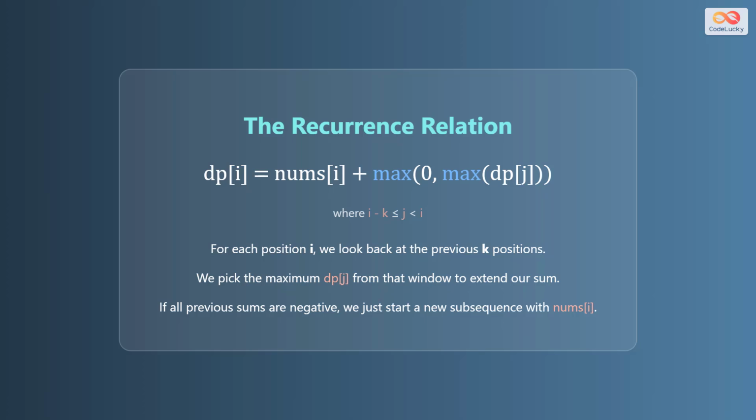Here is the formula. To find the best score at index i, we take the value at index i and add the maximum dp value from the previous k positions. If all previous results are negative, we are better off not adding any of them and just starting fresh at index i.